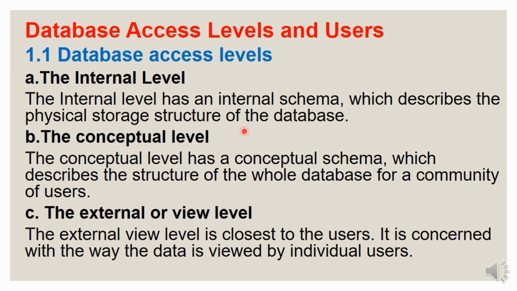The second is the conceptual level, which describes the structure of the database, including database tables, database data types, relationships, constraints, and so on. So conceptual level describes the structure of the whole database for a community of users. And the last database access level is external level. At this level, the users are interacting with the database. That's the reason why they say that external level is closest to the users. So this level consists of many different views accessed by database users.